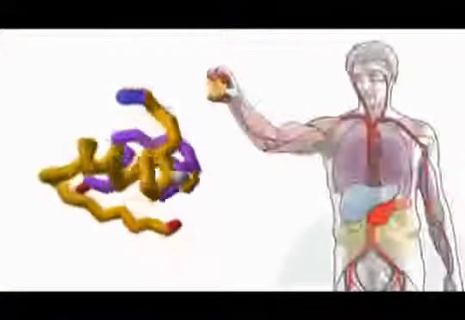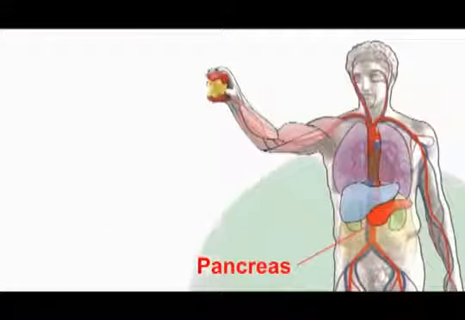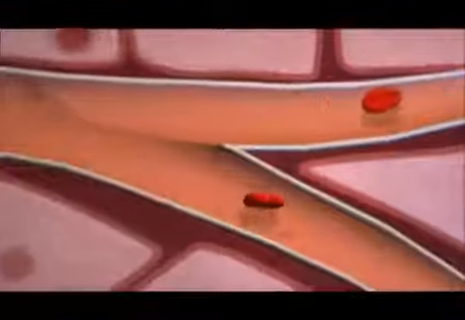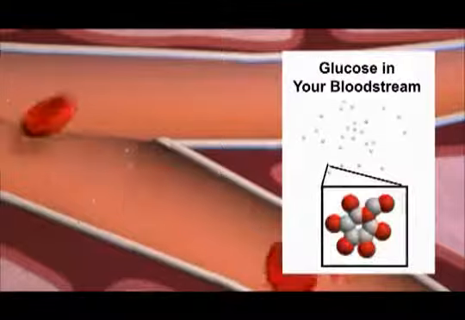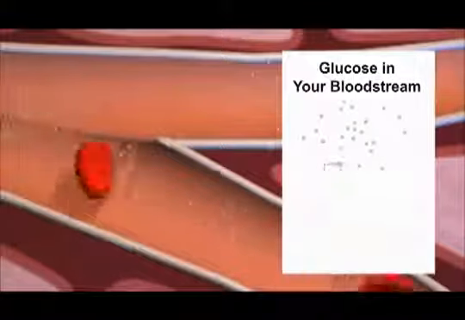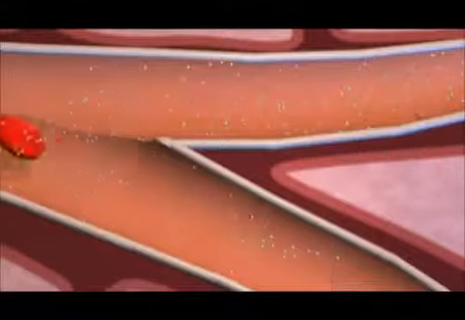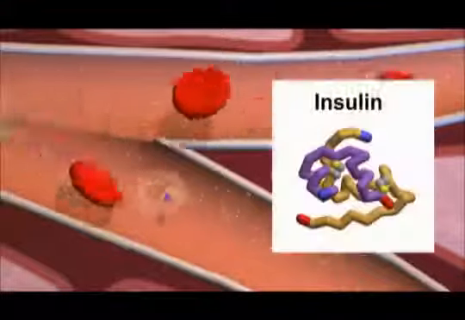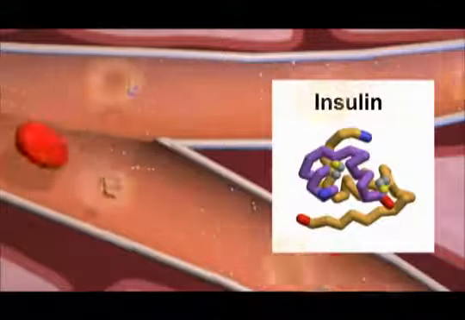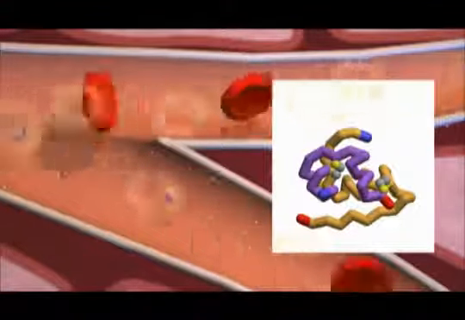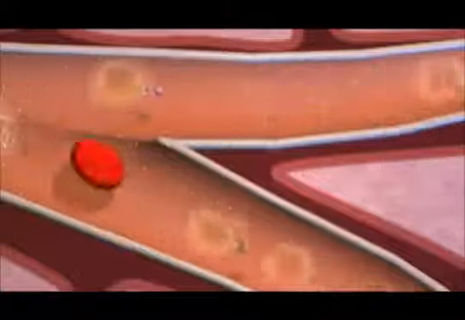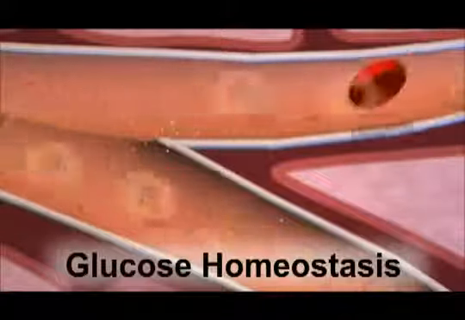Insulin is a small protein hormone produced by your pancreas. As the concentration of glucose in your bloodstream rises, your pancreas senses this increase and is stimulated to release insulin into the bloodstream. The newly released insulin plays a key role in regulating the concentration of glucose in your blood, a process known as glucose homeostasis.